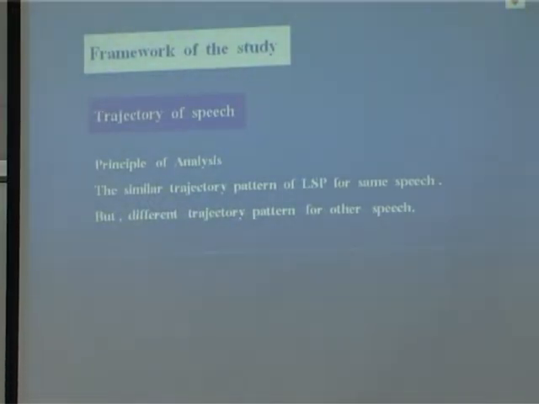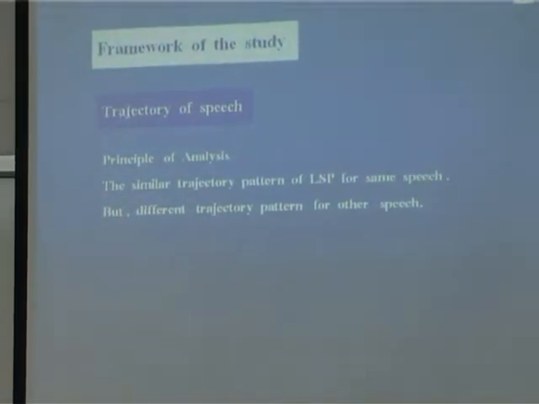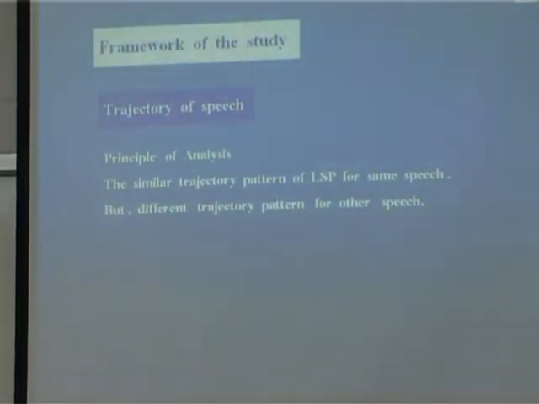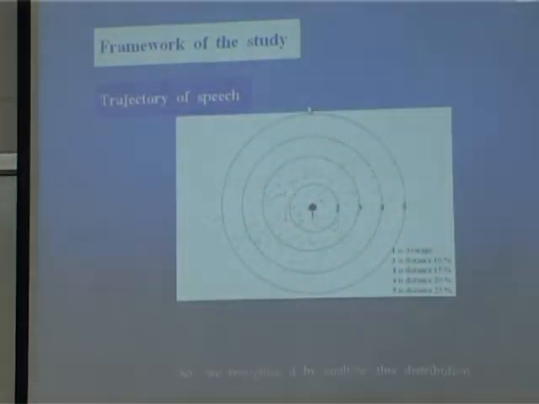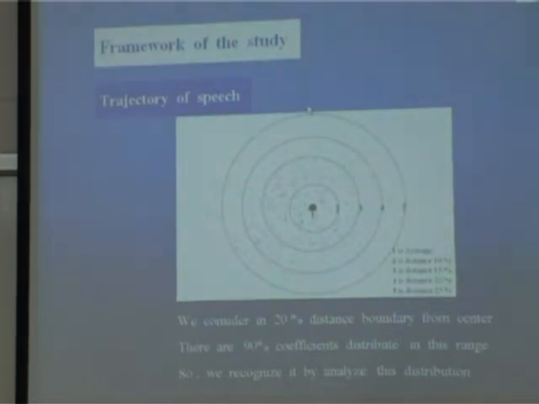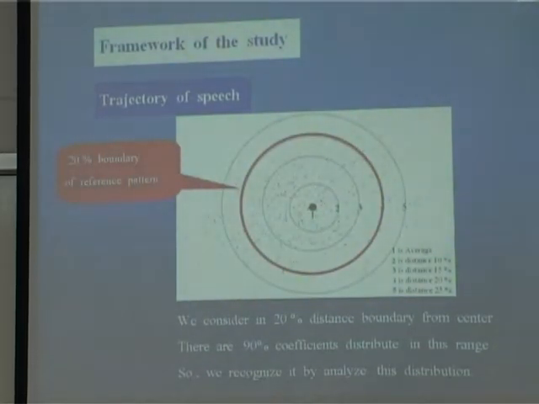Scattering this band of zero coefficients are shorter than the others. So we can recognize number zero. This slide shows the example of zero coefficient distribution. The circles are the boundary of the reference trajectory pattern.